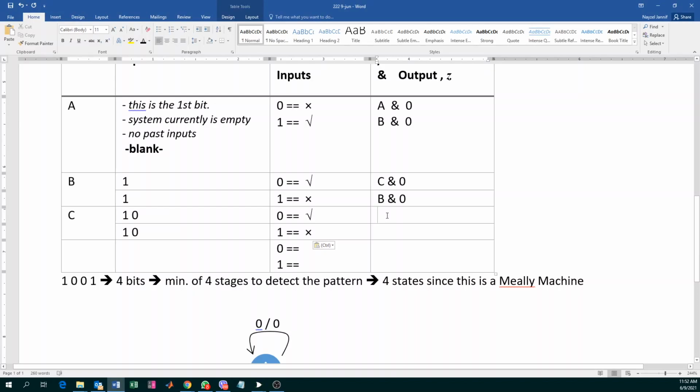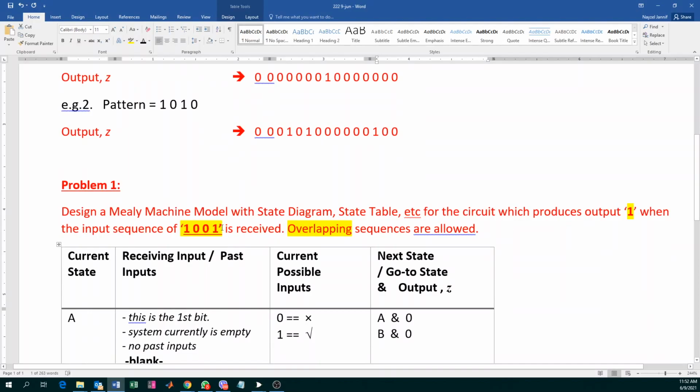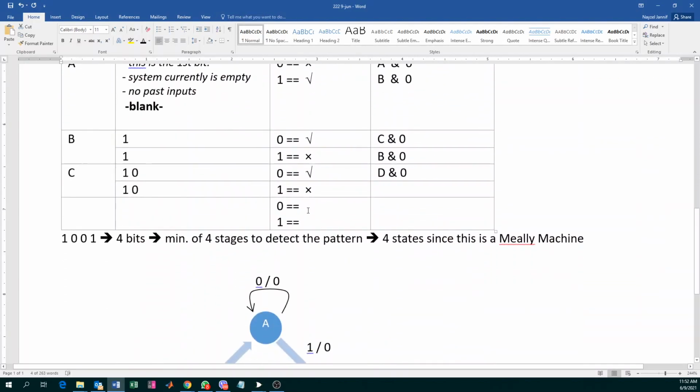So now, if you receive this, what do we go to, guys? We will go to the next stage. The moment you get a tick, you can go to the next stage, right? But we still have not achieved our particular 1001. We can only get the output to equal 1 once we receive the 1001. All right, now we have D.